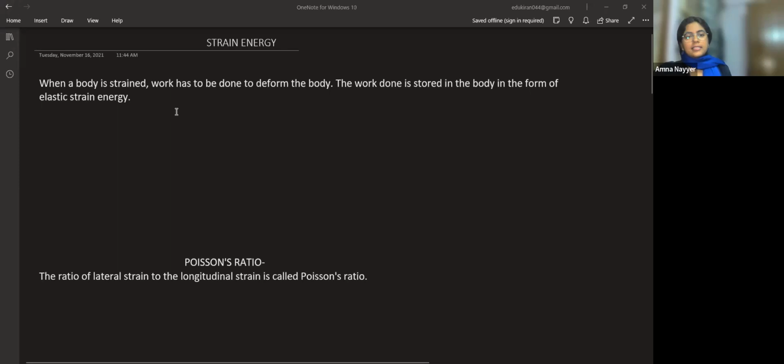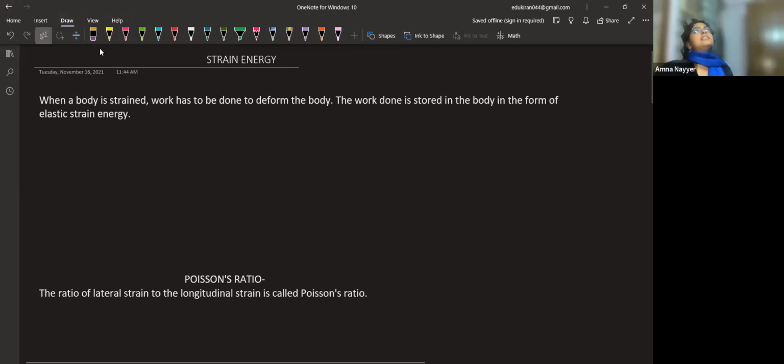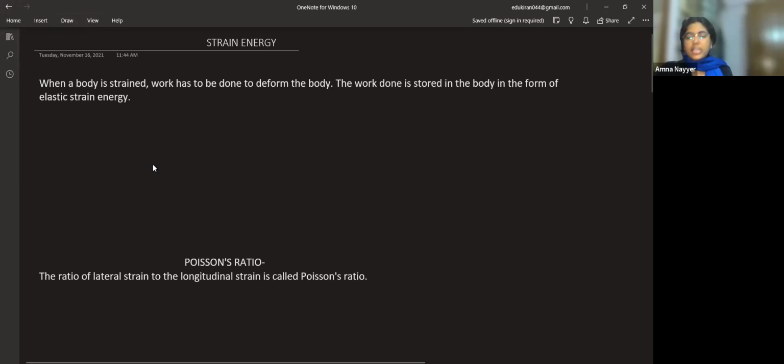Yes, class. Last part of this lesson, that is stress, strain, energy. Now look, when a body is strained, there is production of change in your system. There has to be a work done associated. Whenever there is a force present in your system, whenever a change is occurring, that is displacement is occurring, there will be a strain in your system.